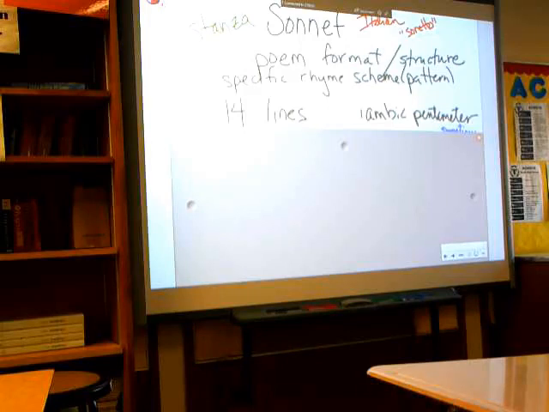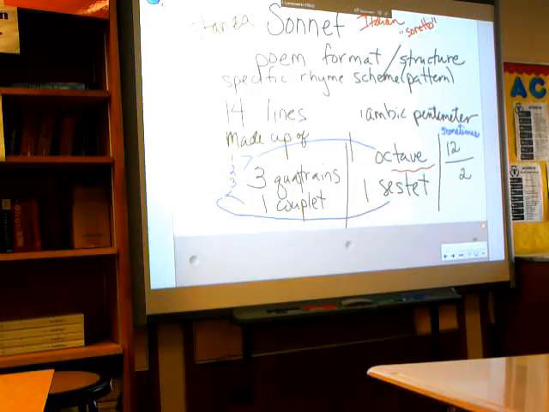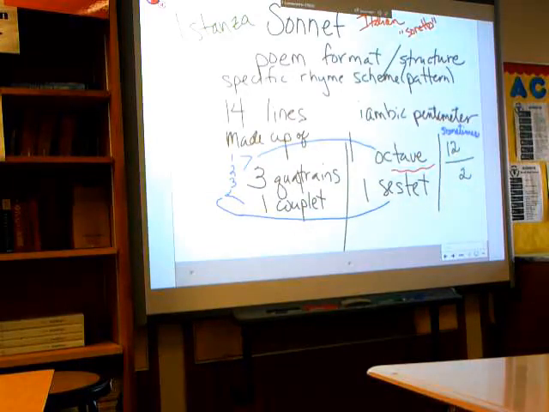The lines are iambic pentameter. That should be recognizable to you. That A in there looks kind of funky, doesn't it? P-E-N-T-A-M-E-T-E-R. Okay. One stanza, 14 lines, iambic pentameter. Now, do not write anything down yet. This looks very confusing. So don't write anything down yet. Listen first, write next. Okay?